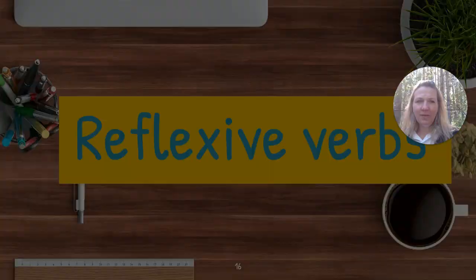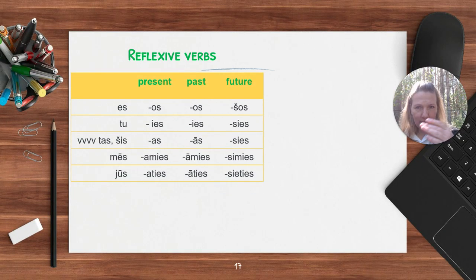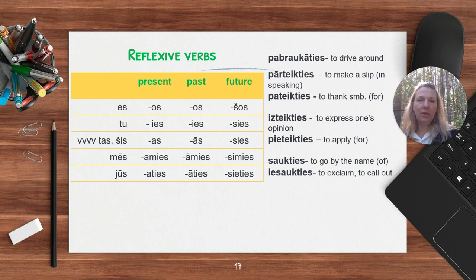There you go. Reflexive verbs. So again, the same endings as always, yeah, with this. And then the reflexive forms from these verbs. Pabraukāties. Yeah, if you live or if you have Latvians in your family, you could hear them using this. Pabraukāties, to drive around. Yeah, with es varu pabraukāties. The children would say, can I ride around, drive around, or ride around with my bicycle or scooter or board or whatever. Pabraukāties. Yeah.